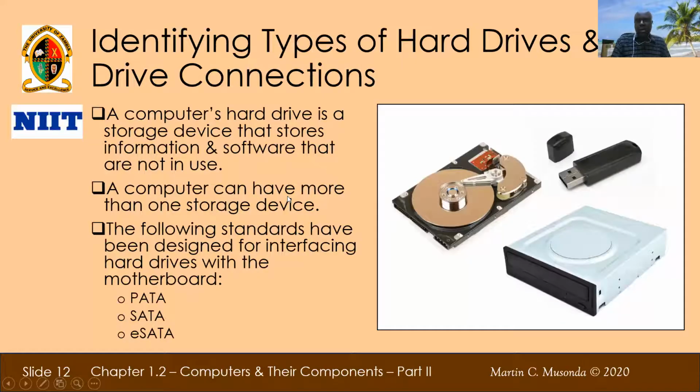Now, we're talking about internal hard drives and how these can be connected. A computer can have more than one storage device. It can have a hard drive, a magnetic hard drive. It can have an optical drive. It can also have a solid state drive, like a flash disk.